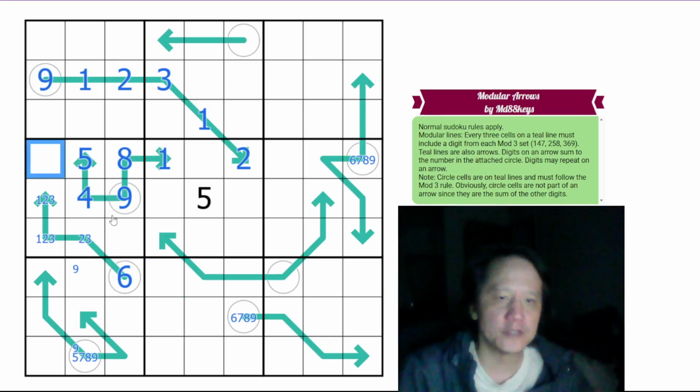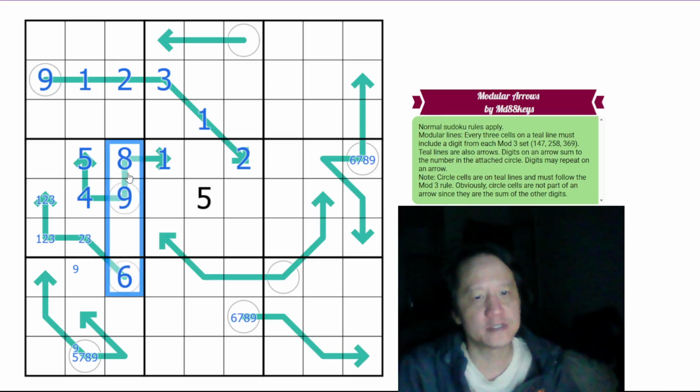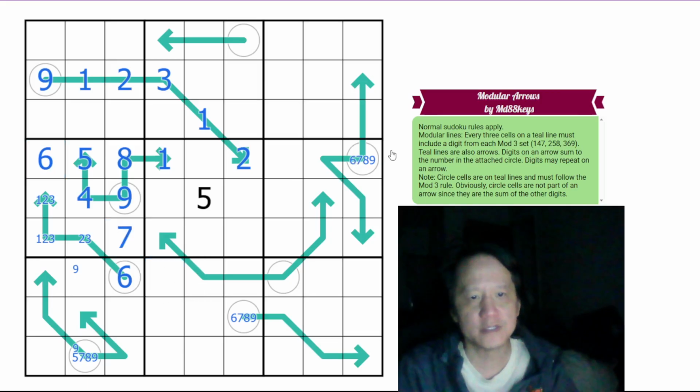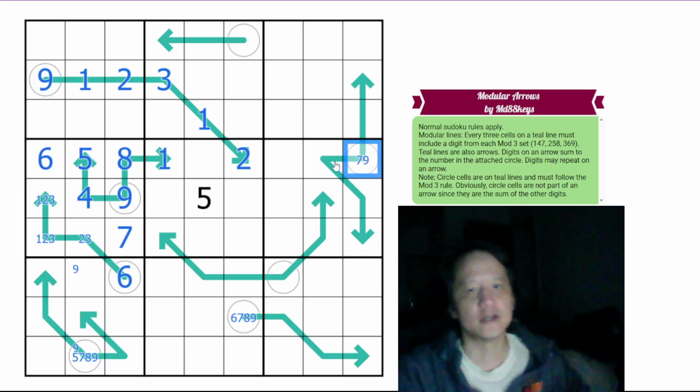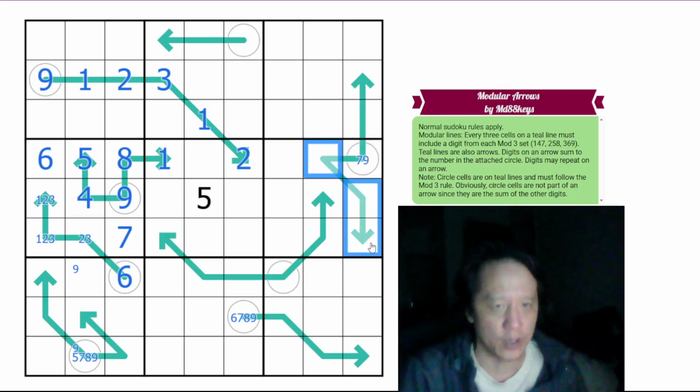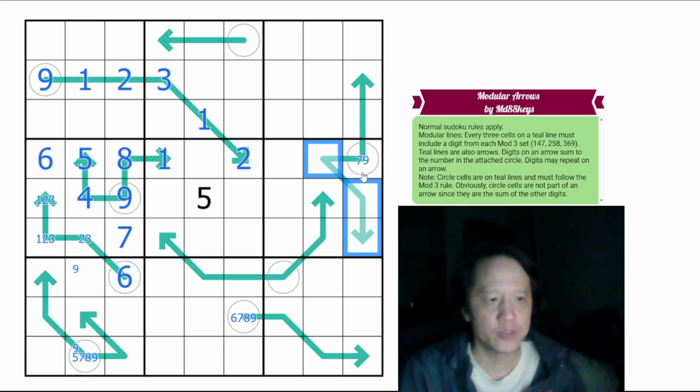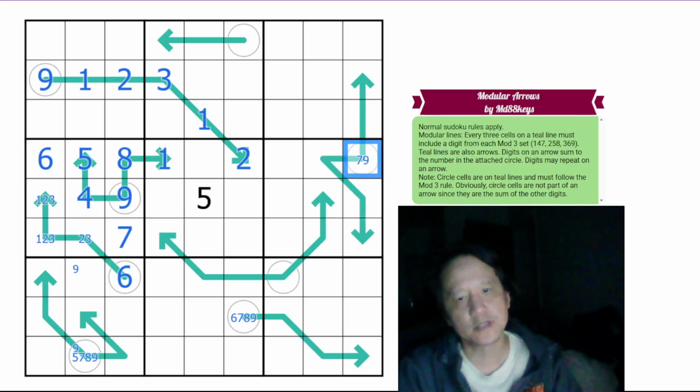Remaining digits in this box are 6 and 7. 6 can't be here because there's a 6 in the row, or the column, so this is 6 and that's 7. This can't be 6 or 8. Again, if you have 7 here, you cannot have 1, 2, 4 here, adding up to 7, because 1 and 4 are in the same modulo set. So this can't be 7, this is 9, and this is 1, 2, and cannot.